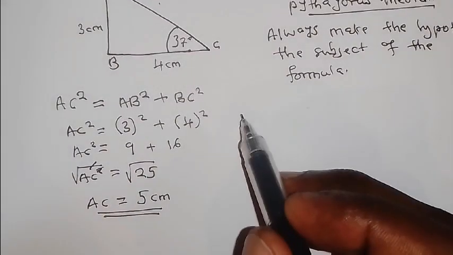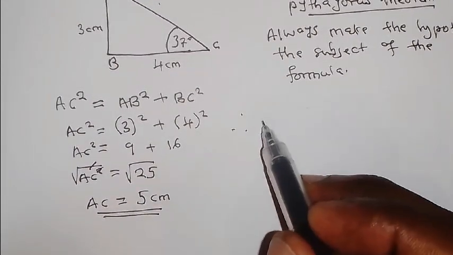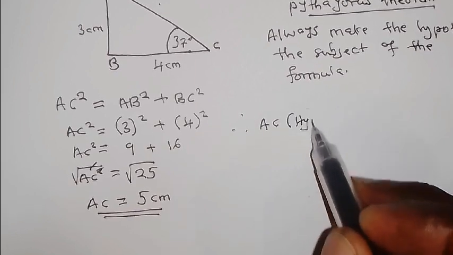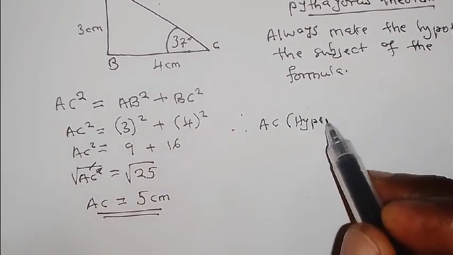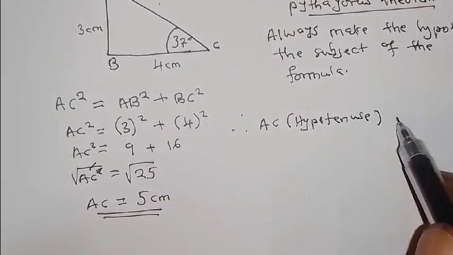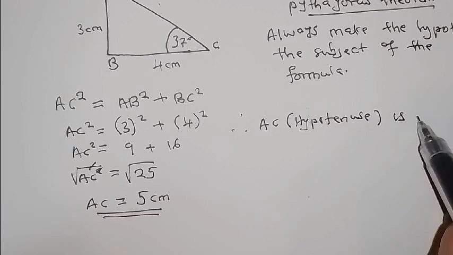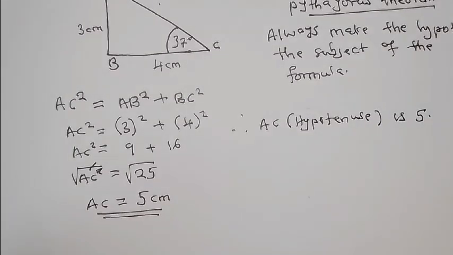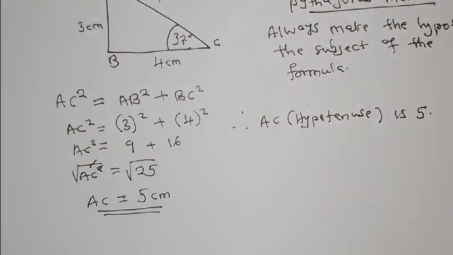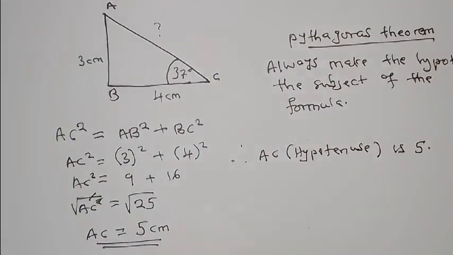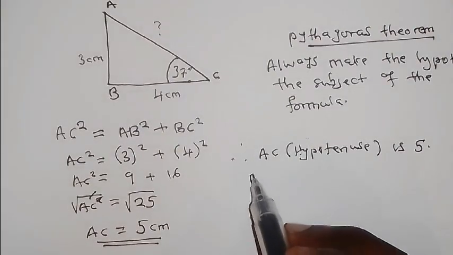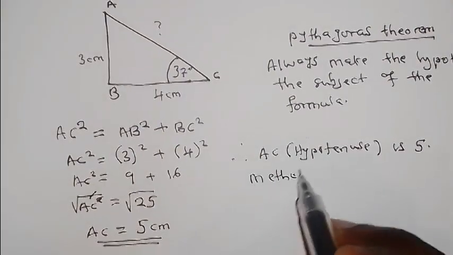So what you're saying is therefore AC, or the hypotenuse, is 5. So that is basically how you can go about finding AC. That is method 1.